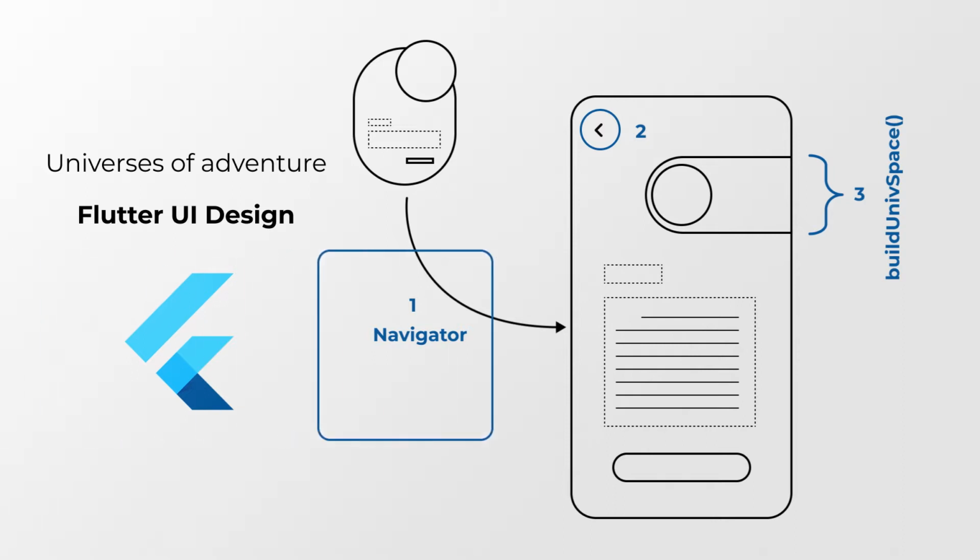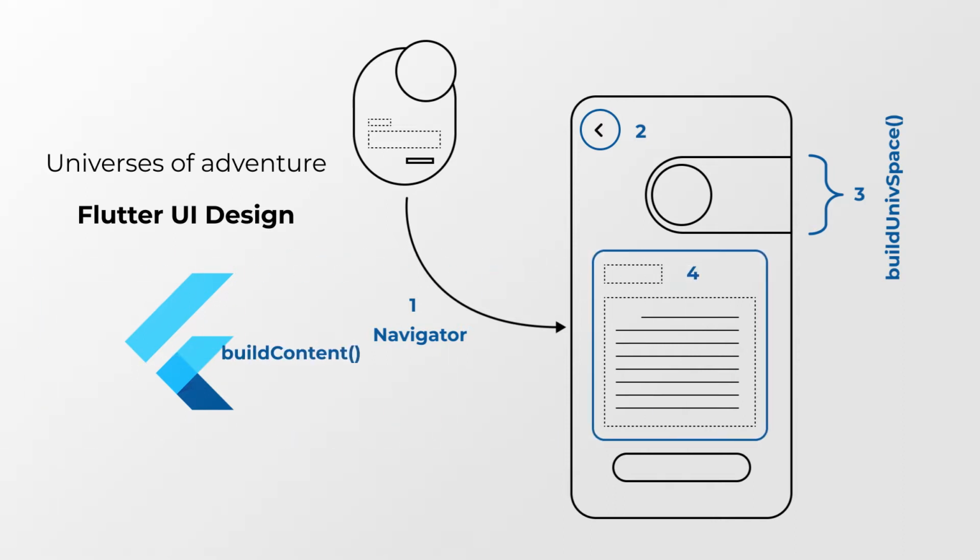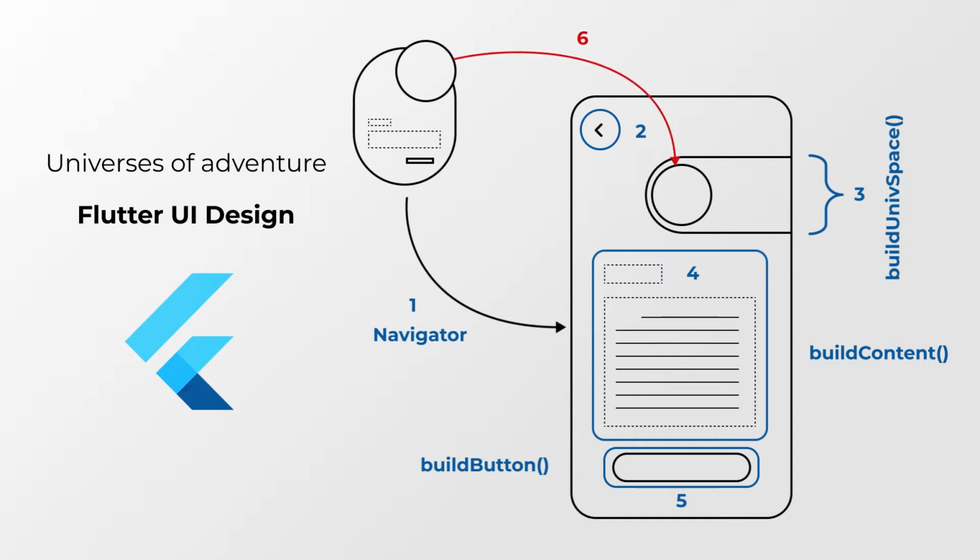After that, we will create a method called buildContent, which will display the content of the clicked card. And finally, we are going to create a buildButton method for the bottom section. And to finish the job, we will wrap the image with a hero widget for some cool animation.